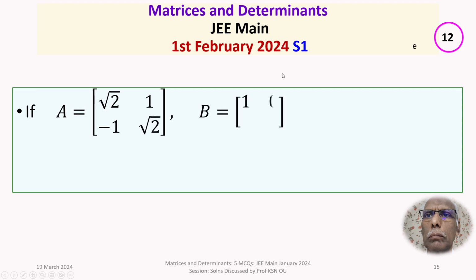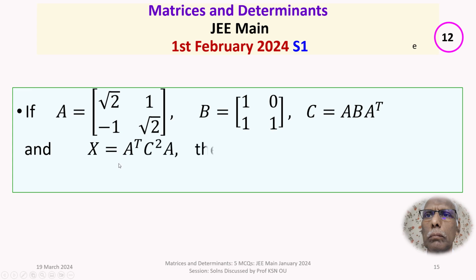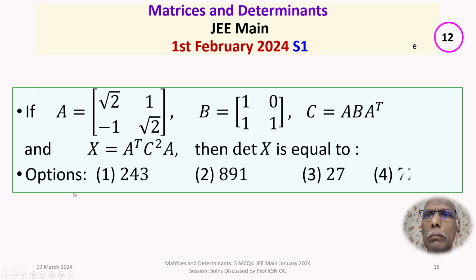And the given question is, if A is equal to 2 by 2 matrix, first row root 2 1, second row minus 1 root 2, B is equal to 2 by 2 matrix 1 0 1 1, and C is equal to A B A transpose, and X is equal to A transpose C square A, then determinant of X is equal to, and we are given 4 options.